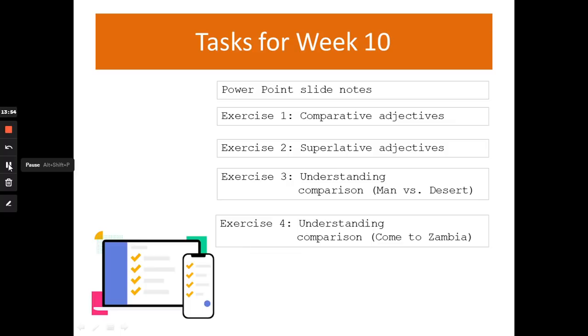Before we end, this is the task for this week. What you can do is go to your eCampus. Right after you watch this video, you can download the PowerPoint slides notes, and then later you can do exercise 1 on comparative adjectives. You have exercise 2, exercise 3, and exercise 4.